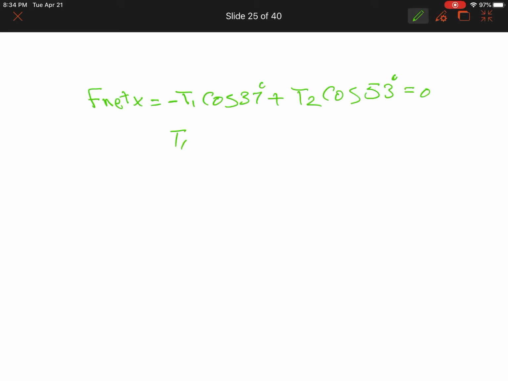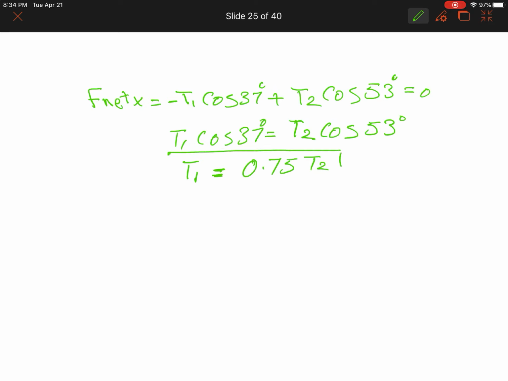We can move this to the other side. This will be T1 cosine 37 equals T2 cosine 53. So T1 will equal 0.75 T2, and this is our first equation. Alright, so we managed to solve the F-net on the x-axis, as it's in equilibrium, so it should equal 0. Let's go ahead and solve the Fy.